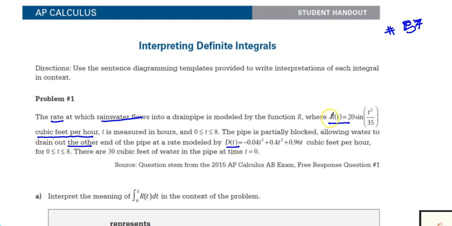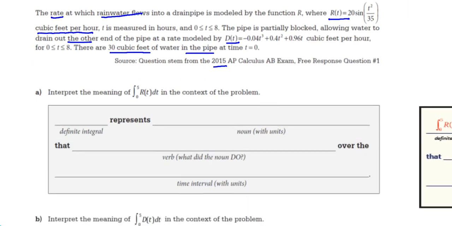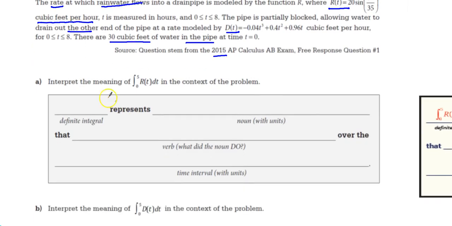So you have two rates, one in, one out. This is a very typical, I would say traditional, AP question where there is a rate in and a rate out. You can see that this was used in the 2015 AP exam. There is already 30 cubic feet of water in the pipe. So you are supposed to evaluate and interpret. Once you evaluate this answer using the calculator, 0 to 5 R of T dt, you will get the answer.